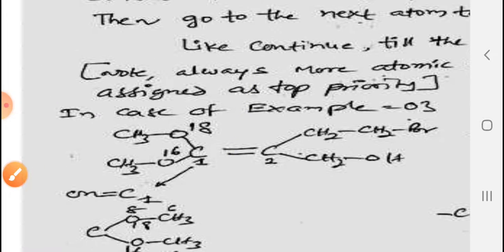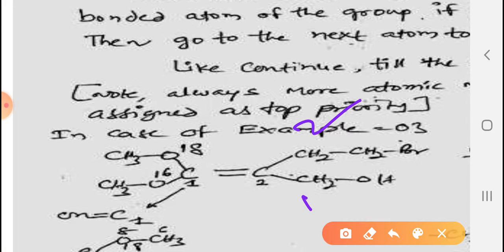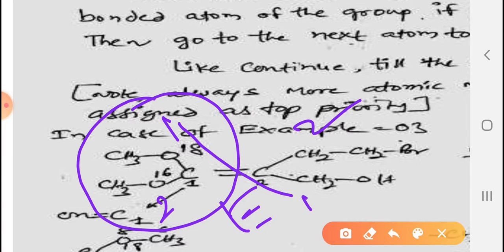Already the priority is given to this one based on subrule 1 and A. Based on subrule 1 and A, it is 1 priority, it is 2 priority. Here it is 1 priority, it is 2 priority. Then these are on opposite sides, so it is the E isomer. So in such cases we have to use the subrule 1.